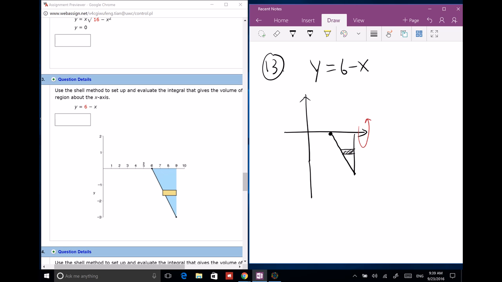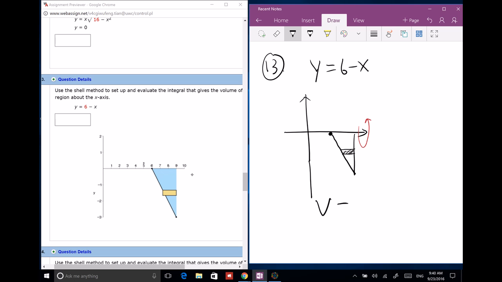Disk method, shell method, or washer method? Well, we don't have any hole here, so we don't have to use the washer method, right? Since it rotates this way, and now it's like this. So now do we do the disk method or the shell method? Shell method, very good.